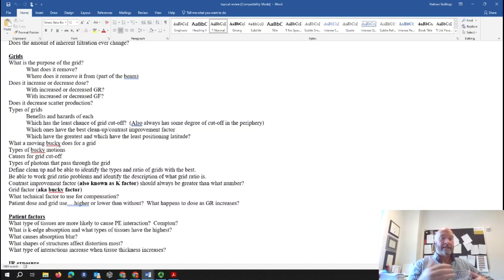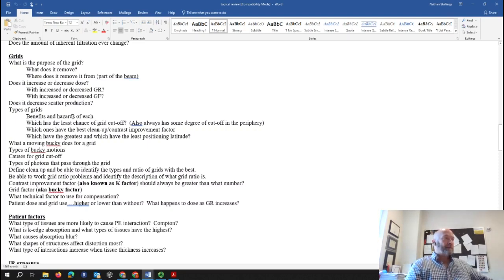And if you exceed that distance, that being the focal range, if you come in too close or get too far out, then you're going to start to have grid cutoff in the periphery. Also, if you have your grid inverted, flipped upside down, then you're going to have some very significant grid cutoff in the periphery, and the only place that you're going to have good density is right down the middle. You don't have that problem with a parallel grid. You can flip it around either way.